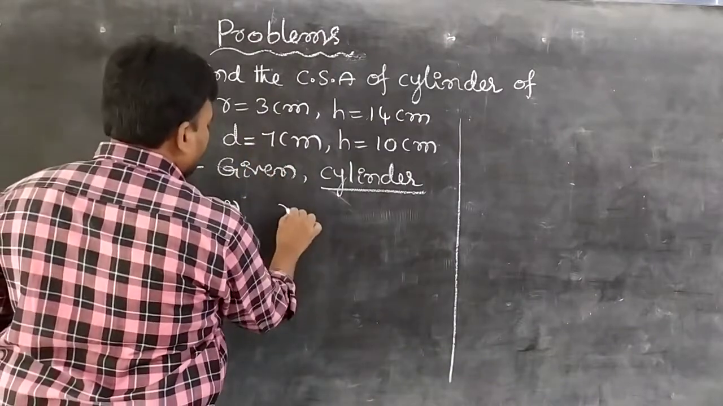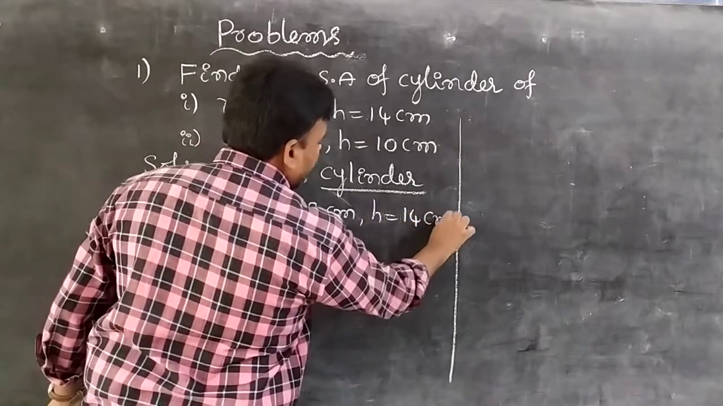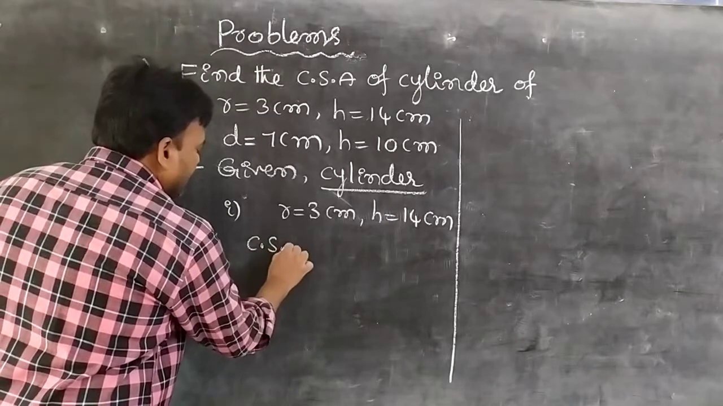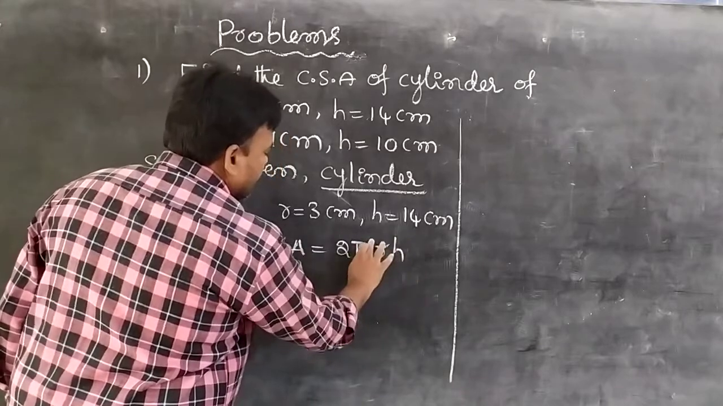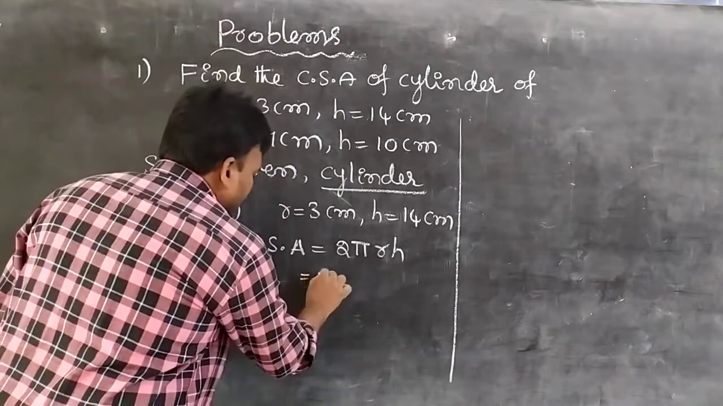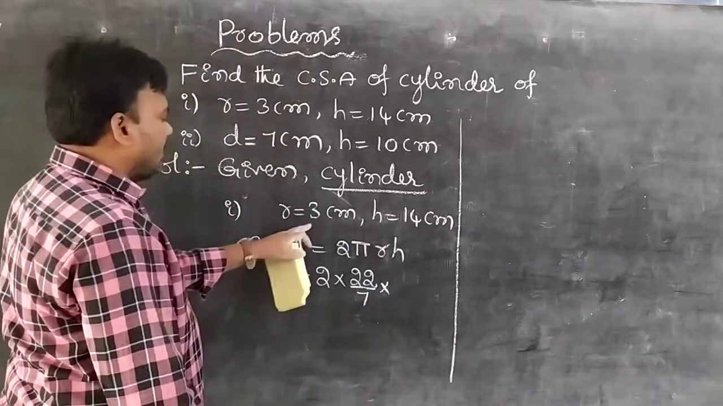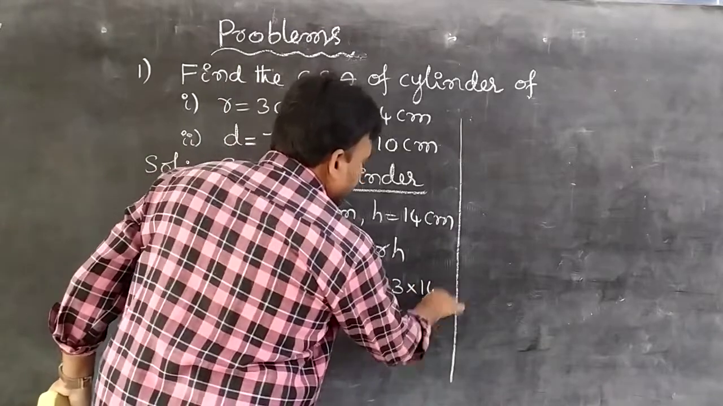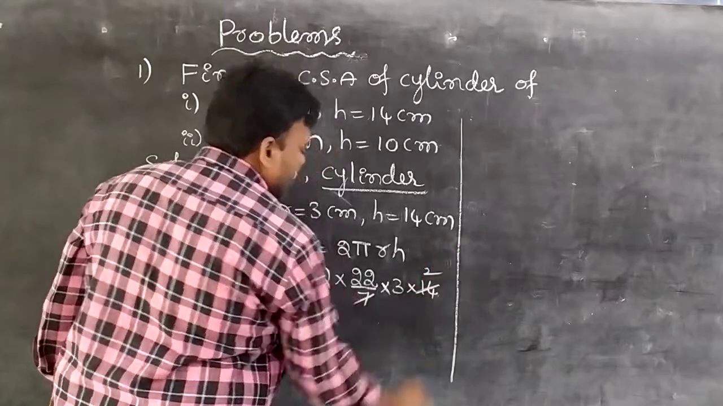What is given? R equals 3 cm and H equals 14 cm. Then what is the CSA of a cylinder formula? CSA equals 2 pi r h. So that implies 2 into 22 by 7 into the R value, R equals 3, and the H value, H equals 14. Then after substitution, the 7 and 14 cancel, students.